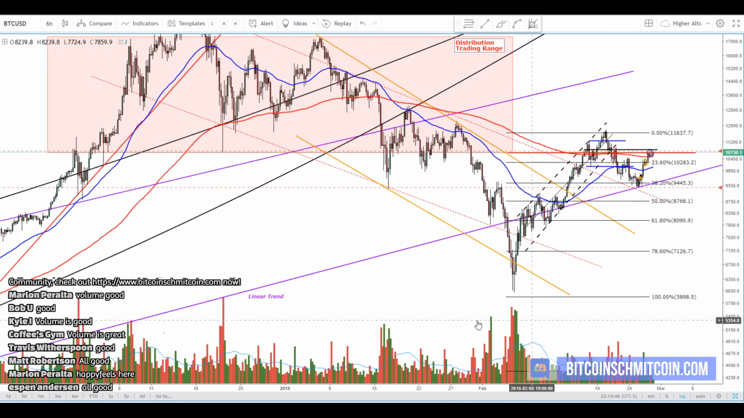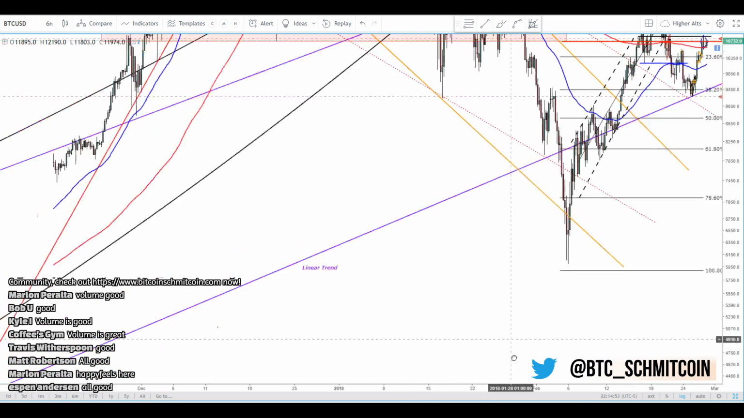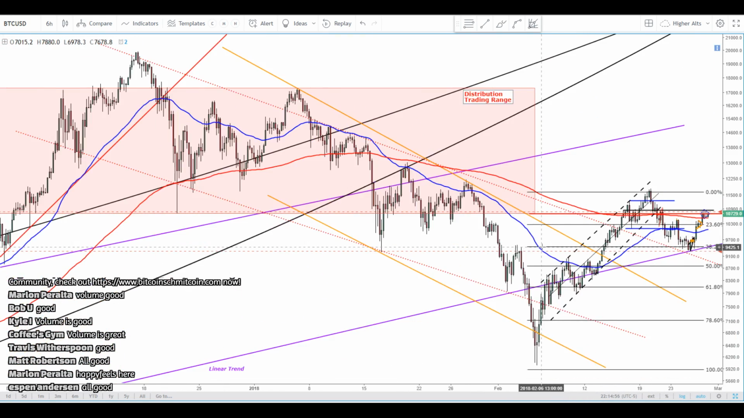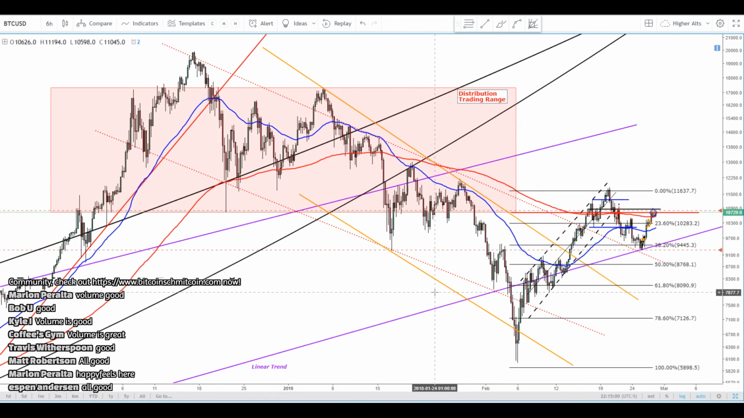Okay, is the 6 hour going to be okay? Let's unmerge down. Okay, but let's get rid of volume for the moment. Okay, this looks good.